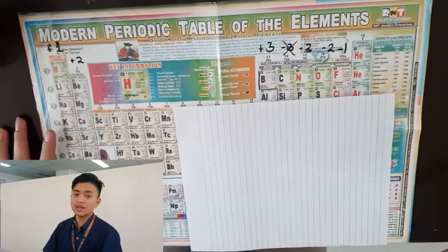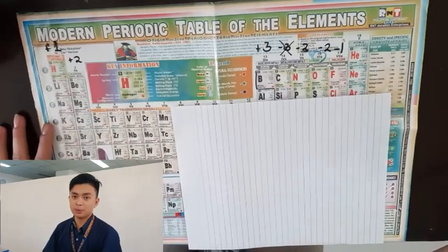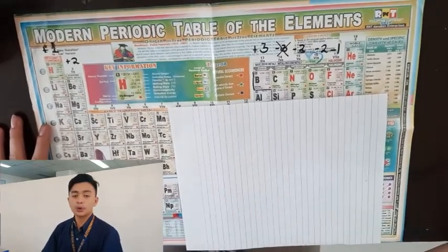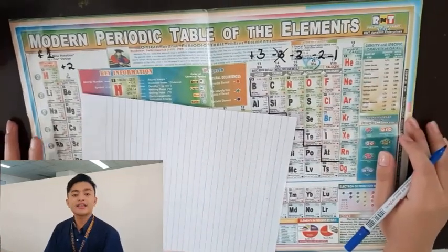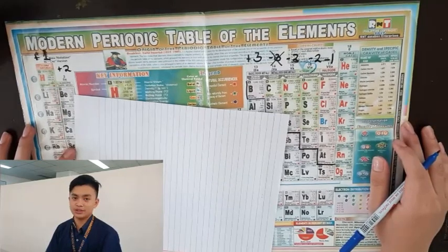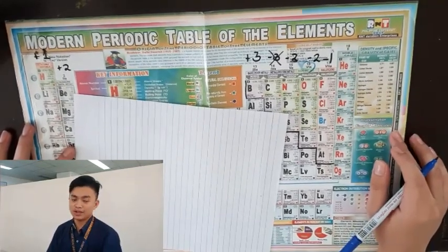For you to know what are the different charges of different elements, please refer to their group. Group number 1 has +1 charge. Group 2 has +2 charge. And Group 5 has a -3 charge. And Group 6 has a -2 charge. And lastly, Group 7 has a -1 charge.